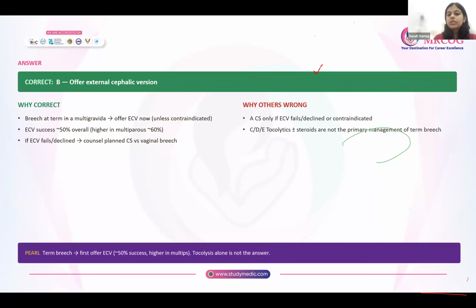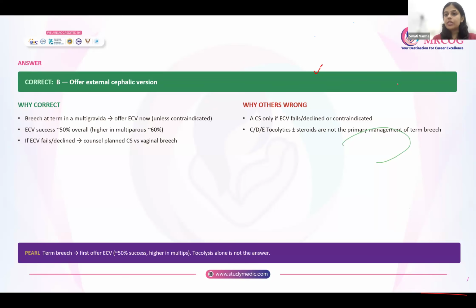She is breech, she is term, means in multigravida we can offer from 37 weeks onwards, in primary we can offer from 36 weeks onwards. So we can offer ECV now unless any contraindication is there. Always in any scenario, please look at the whole scenario for any contraindications also. There might be some very small word written which we might overlook. So read the scenario very carefully. There is no contraindication here. Hence, we can safely proceed for offering ECV.